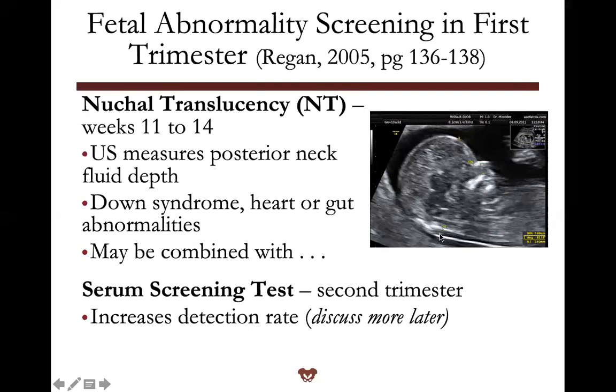And so for babies with Down syndrome or with heart or gut abnormalities, there is oftentimes going to be an increase in extensibility of soft tissues. And with that increased flexibility of the soft tissues, more fluid can accumulate behind the neck. So this is just a screen. It doesn't tell us that the baby actually has any problems, but that screening test can indicate that some more testing may need to be performed. And oftentimes a nuchal translucency test, if it's positive, will be combined with serum screening tests, which we'll talk about in the second trimester.